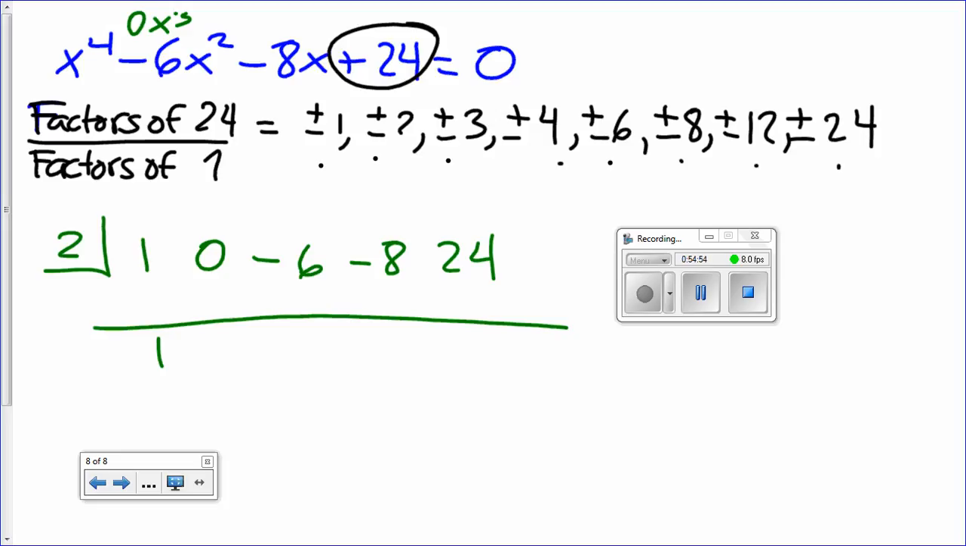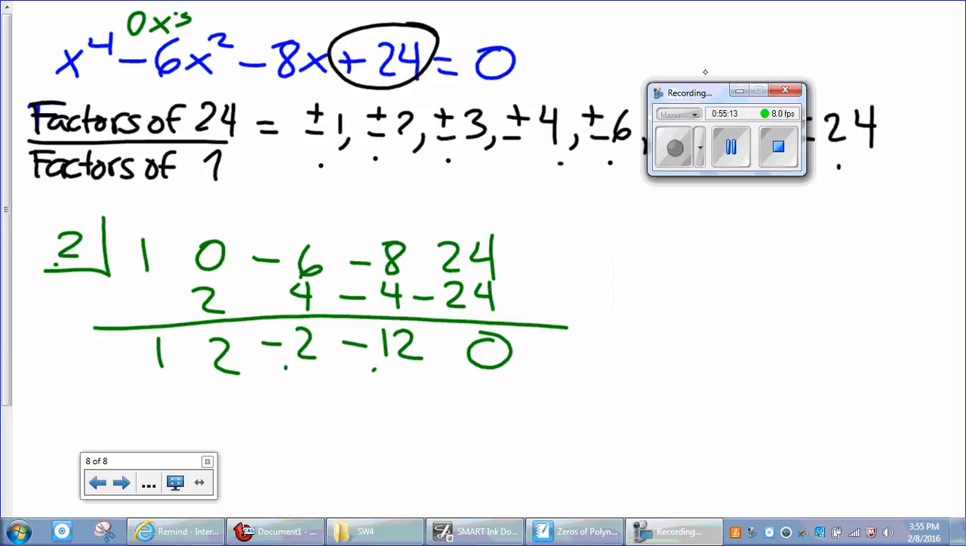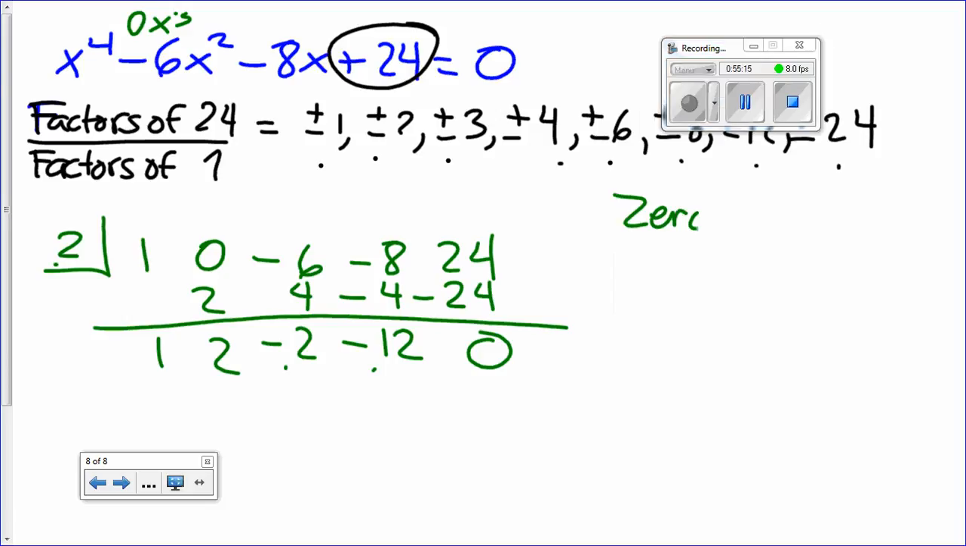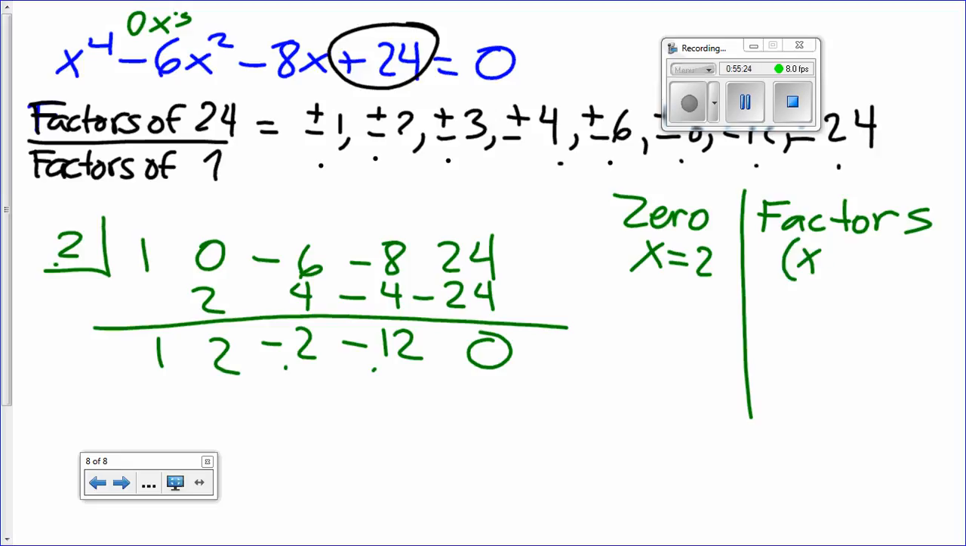1, 2 times 1, 2. 0 plus 2, 2. 2 times 2, 4. Negative 6 plus 4, negative 2. 2 times negative 2, negative 4. Negative 8 minus 4, negative 12. 2 times negative 12, negative 24. And we get 0 for the remainder. So what does that mean? That means that we got one of them. So what does that mean in terms of factors? What's my factor? X minus 2.